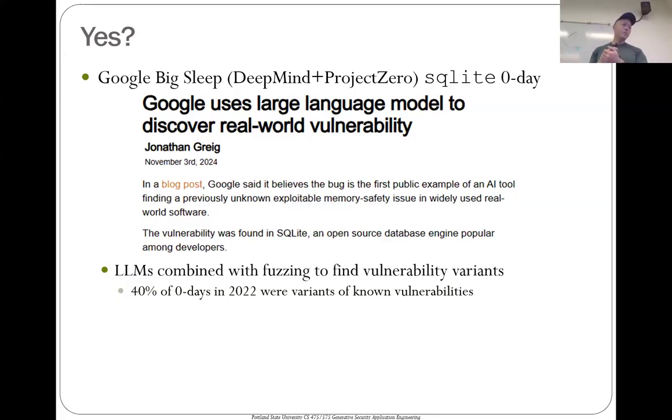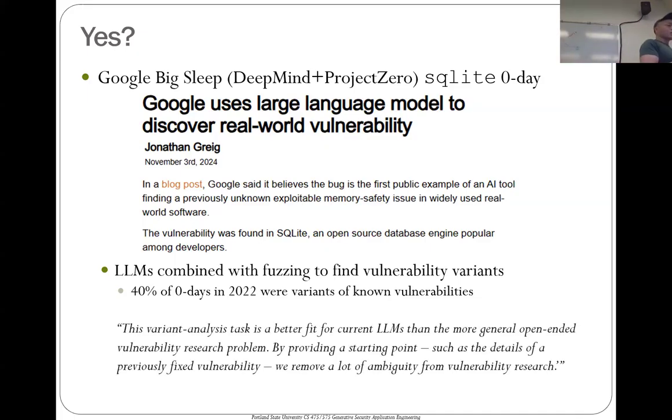So 40% of the 0 days in 2022 were variants. And I would say now almost all of the malware is a variant of something, because every time you try and spread malware, it re-encodes itself via the LLM and then just changes the shape of itself. Okay, so this is a better fit for current LLMs, because that's kind of how they operate in terms of a more open-ended search for a vulnerability.